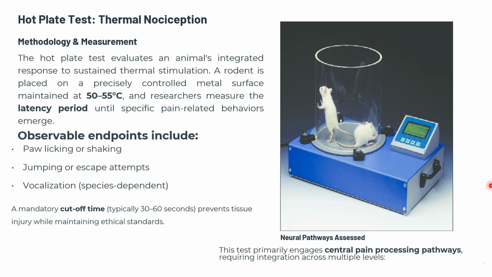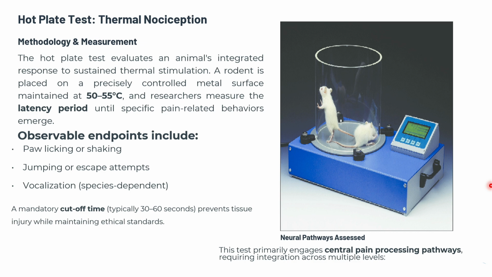So the first test is hot plate test, thermal nociception. This test basically evaluates an animal's integrated response to sustained thermal stimulation. A rodent is placed on a precisely controlled metal surface maintained at 50 to 55 degrees Celsius, and the researcher measures the latency period until specific pain-related behaviors emerge. And what are those behaviors that are observed are paw licking or shaking, jumping or escape attempts, vocalization.